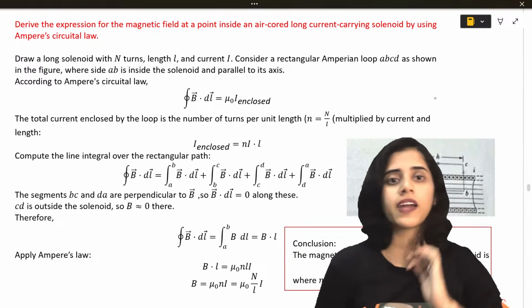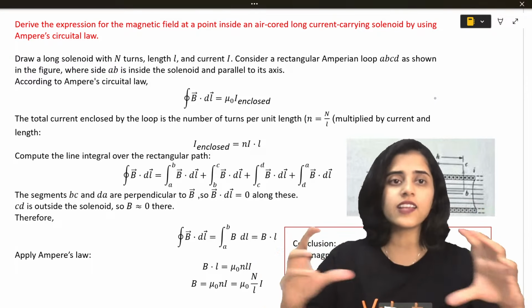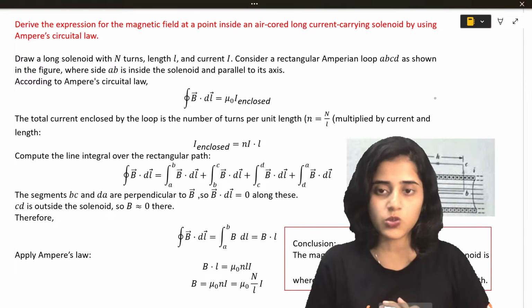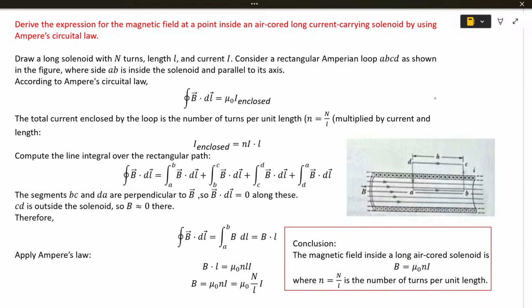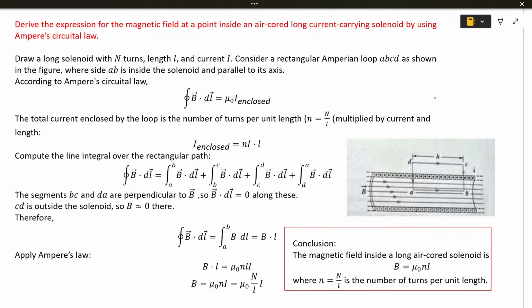Derive the expression for magnetic field at a point inside a long current carrying solenoid by using Ampere's circuital law. Okay. Students, I will just remove my head so you can see the whole derivation for a second. So here, this is the figure. You have a long solenoid. So you're going to take a small element from the solenoid.